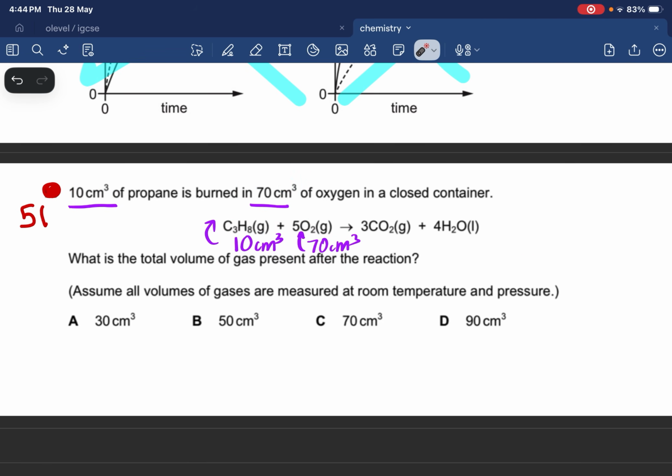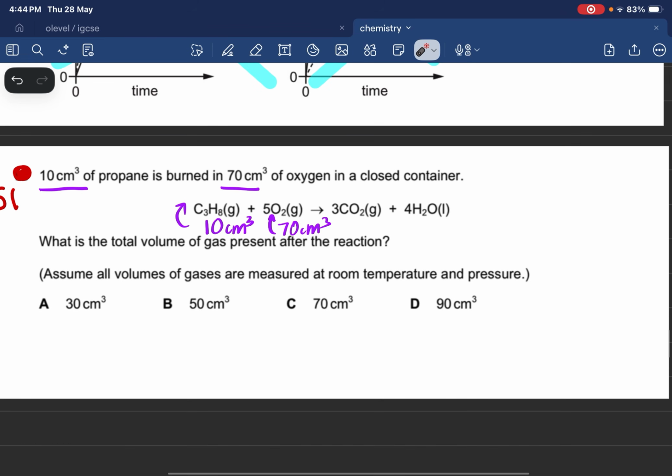Okay, we are forming carbon dioxide and water. What is the total volume of the gas present after the reaction? Now, this is going to be a brain teaser for all the kids that don't understand that when we do a reaction, we don't use up all the things we put in. Sometimes things are left behind, okay?